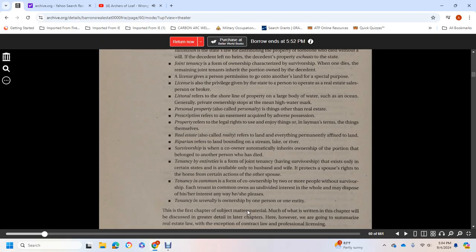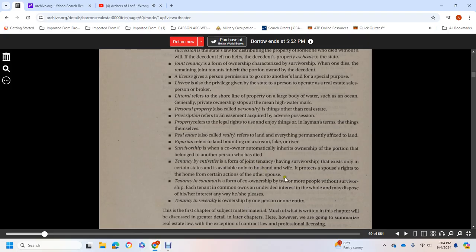Riparian refers to the land bounding a stream, lake, or river. Survivorship is where a co-owner automatically inherits the ownership of the portion that belonged to another person who died. Tenancy by the entirety is a form of joint tenancy with survivorship that exists only within certain states, available only to husband and wife. It protects the spouse's rights to the home from certain actions by the other spouse.